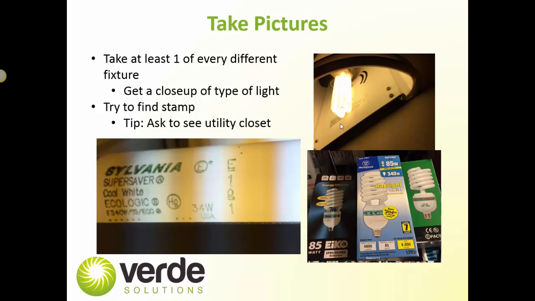So here's some ideas of how to take pictures. Take at least one of every different type of fixture, and get close up. You can see the top right here. This is a wall sconce. We get plenty of pictures of people just taking a picture of the wall sconce, but that doesn't do anything for me. I need to know what's underneath there. So here it's a fluorescent. So we know right away we can probably replace it with an LED.